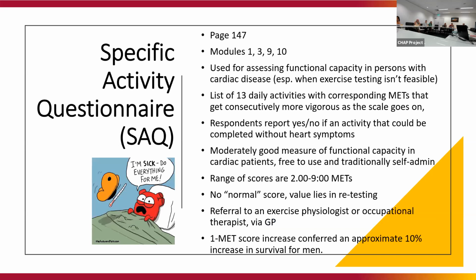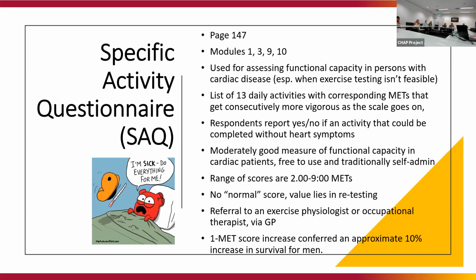The specific activity questionnaire is on page 147, and it's important for modules 1, 3, 9, and 10. So this is something that we will like clients to come back to their score of. And so it's used for assessing functional capacity in people with cardiac disease, especially when exercise testing isn't feasible. So for those of you who could hear about the 6-minute walk test, it's not always going to be feasible to run it. And so there will be situations where perhaps this is the only score you have to get a reflection of their functional capacity.